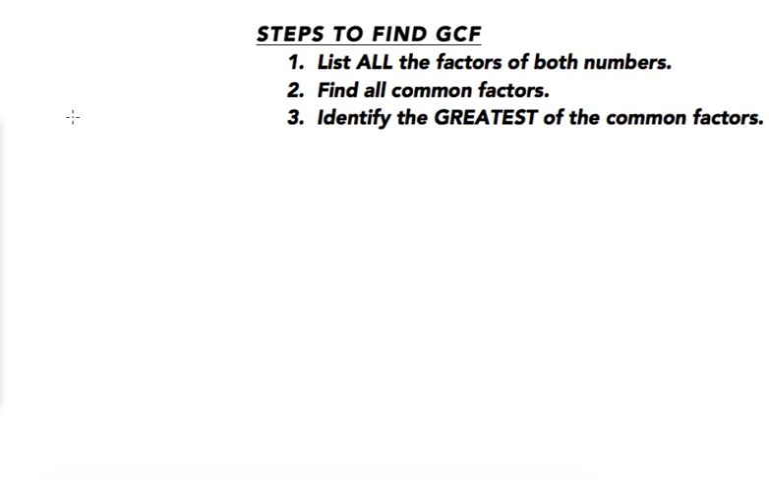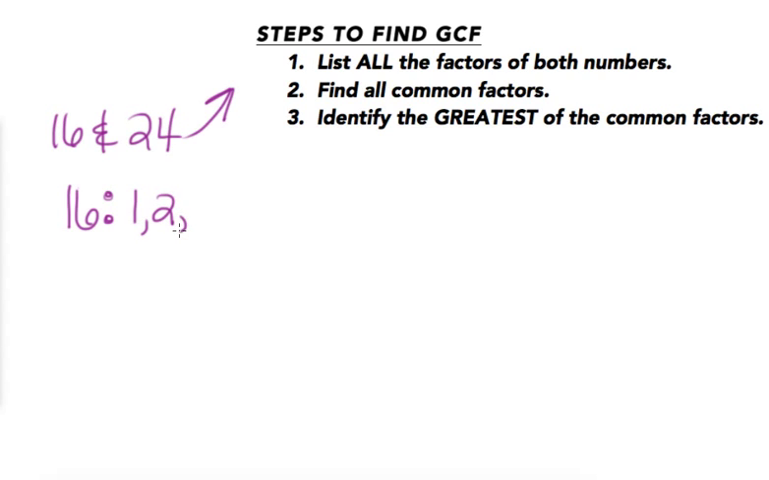Okay. So let's take the numbers 16 and 24, and we want to find their GCF. First step is to list all the factors of both numbers. So I have 16. I know that the factors of 16 are 1, 2, 4, 8, and 16. I can double check. 1 times 16 equals 16, 2 times 8 equals 16, and 4 times 4 equals 16.